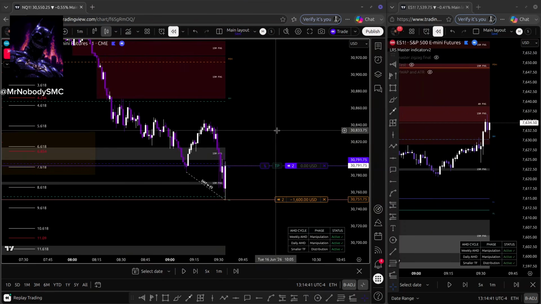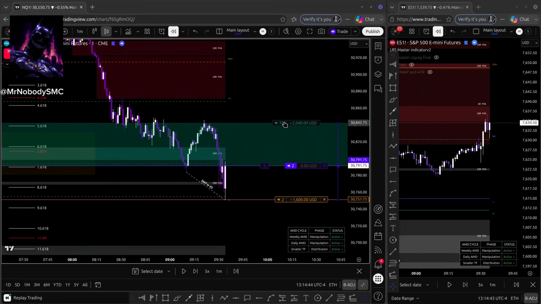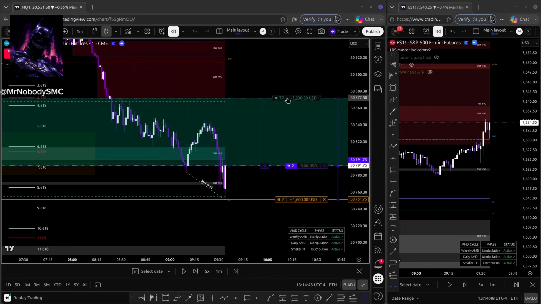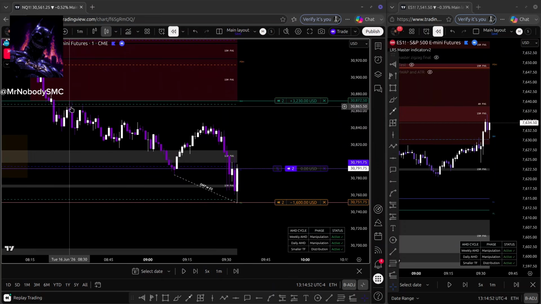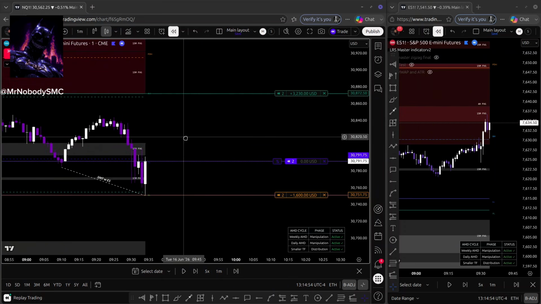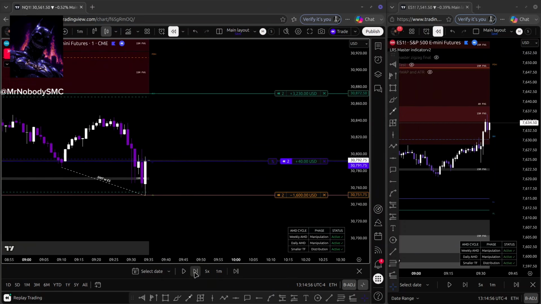Where's my target? Opposite nearest liquidity. Could be that. Could be that. Could be that. I'll target these right here, the major opposite liquidity. And then I throw my stops aggressively. Once again.